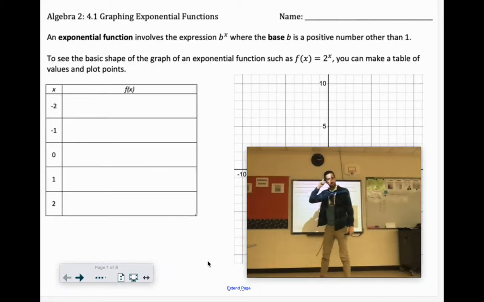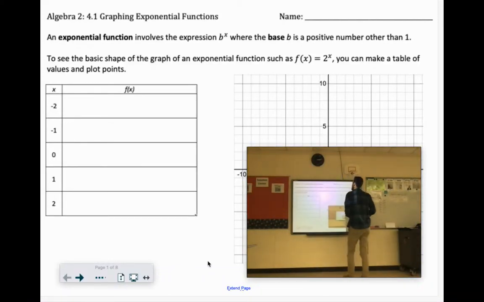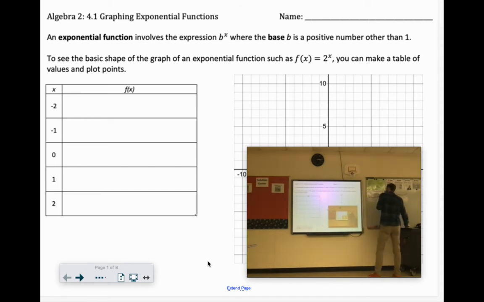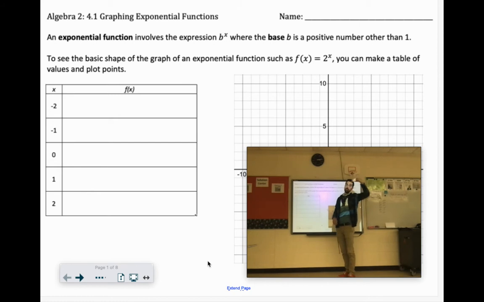Welcome. Today we're going to explore some quadratic graphs, exponential functions. So these are functions that start cruising up really quickly or start dropping off really quickly. We'll get the basic shape. We'll graph this f of x equals 2 to the x power.